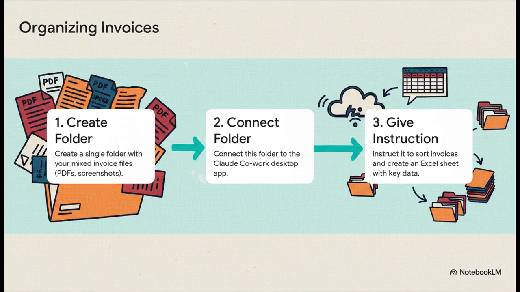The process is this easy. You make a folder, you connect it to the app, and then you give it one clear, simple instruction. Notice you're not telling it how to do everything step by step. You're just describing what done looks like: organized folders and a spreadsheet with the data. Co-work takes it from there.